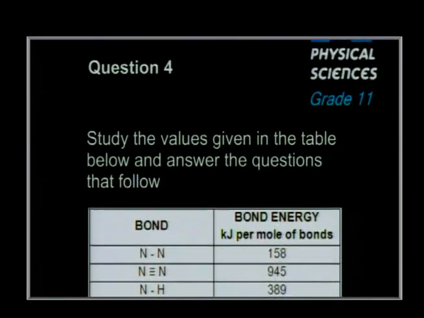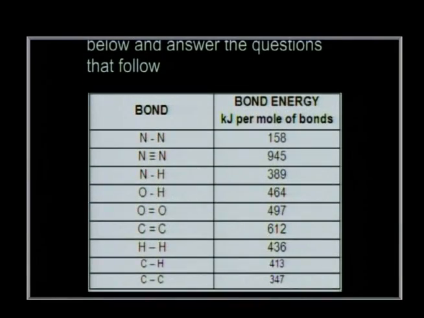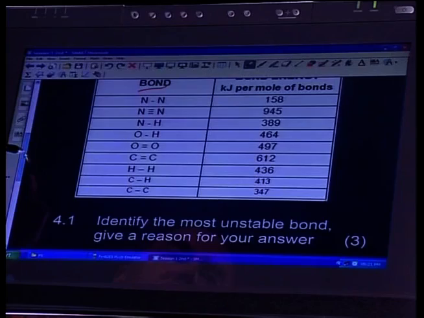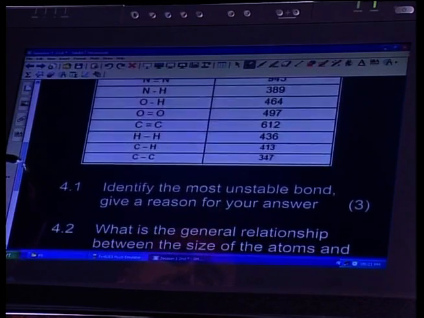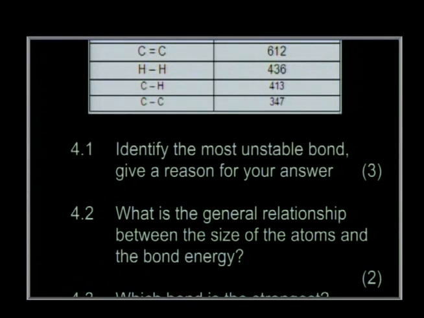Study the values given in the table below and answer the questions that follow. So here we've got different bonds and bond energy measured in kilojoules per mole of bonds, giving you a nice comparison. It says, question 4.1, identify the most unstable bond. Now, an unstable bond is one that doesn't really exist in normal everyday life because it's so unstable. It will fall apart. And it will also have a very low bond energy.